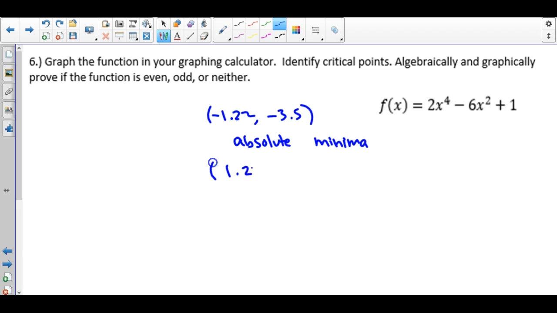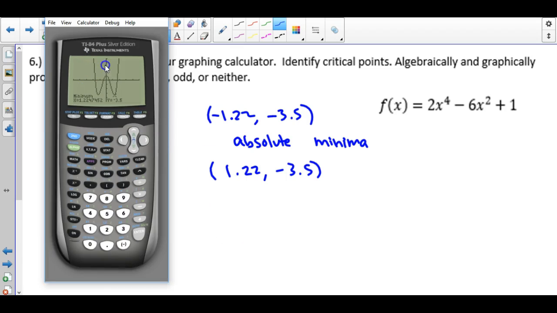So 1.22 and then -3.5. And again, those are both of my absolute minima, because the function will not get any lower than those. So what I'll do is go back and do second trace, and this time I'm going to look for the maximum, which is the fourth option, and we're going to try to find what this point is.